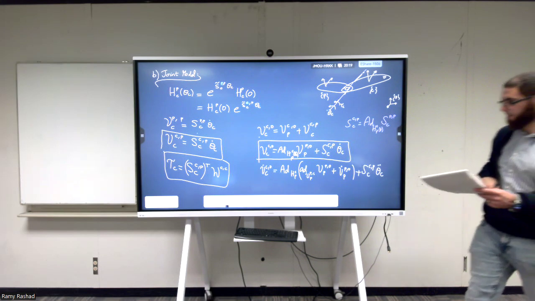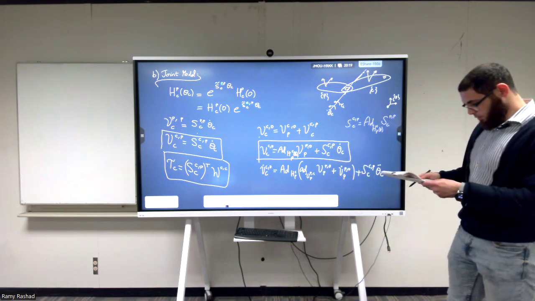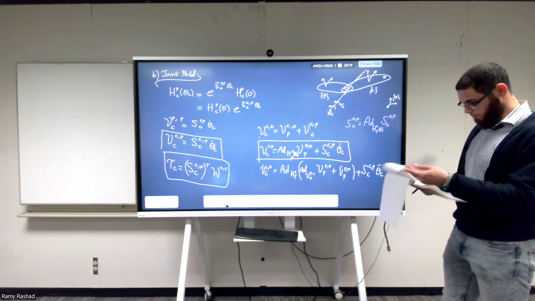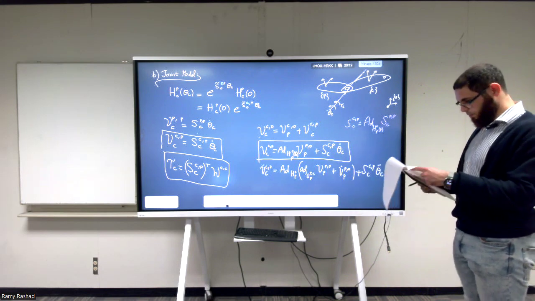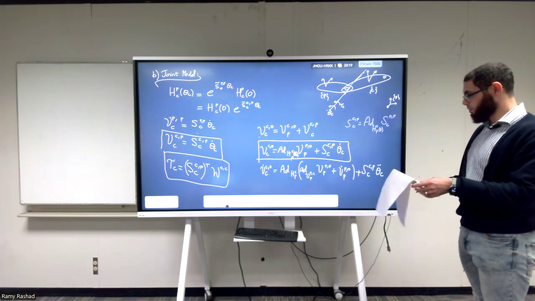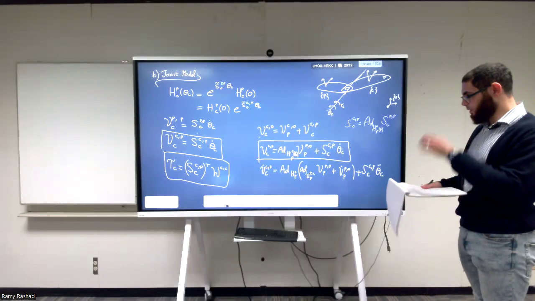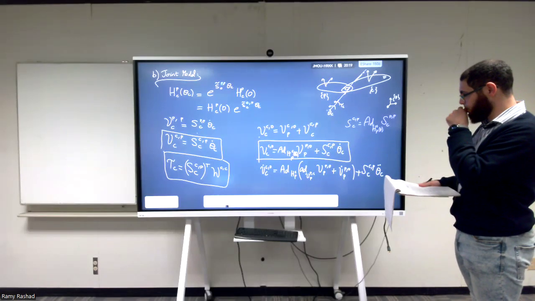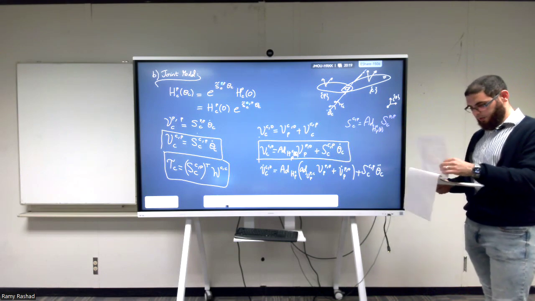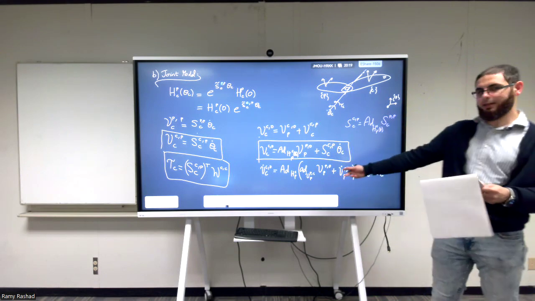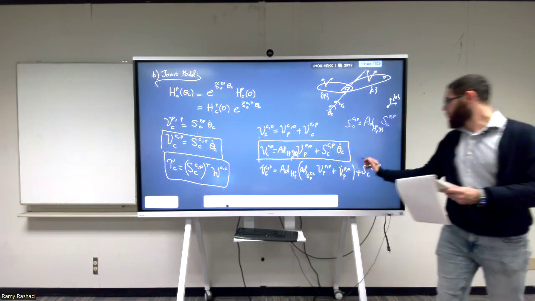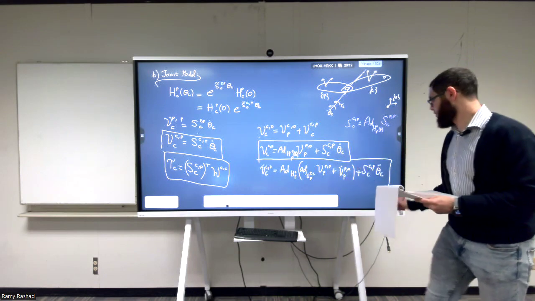Let's see. Okay, let's just keep it for now. We can simplify this a little bit, but we're just going to keep it like this, okay? Maybe next lecture we're going to simplify it so that we can move on, or let's see at least when we need it.